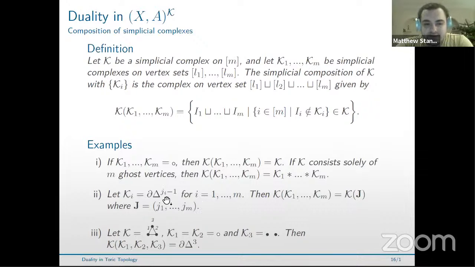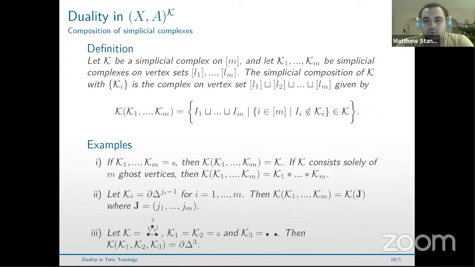If we take each of these Ki to be the boundary of some full simplex of dimension Ji minus 1, then the composition of K1 through Km with K is just the simplicial multi-wedge construction of K with this m-tuple J given as written there. And finally, to give a more concrete example, let K be a simplicial complex, just the boundary of a triangle on 3 vertices. Then the composition of K with K1 through K3 is actually the boundary of a tetrahedron, so the boundary of delta 3.